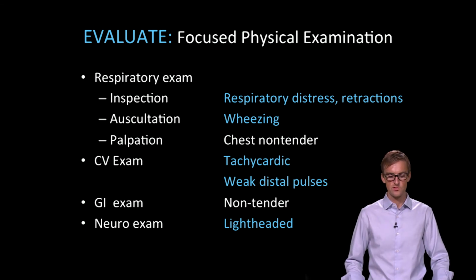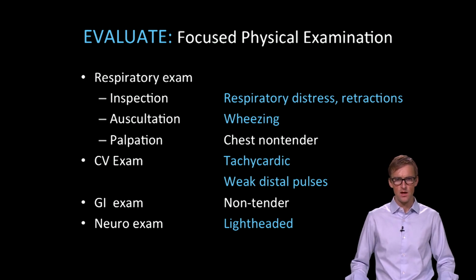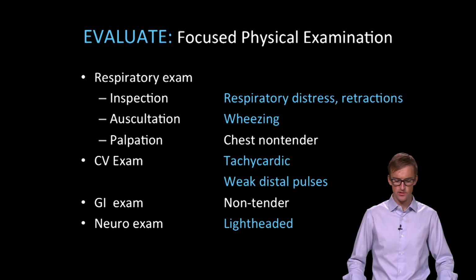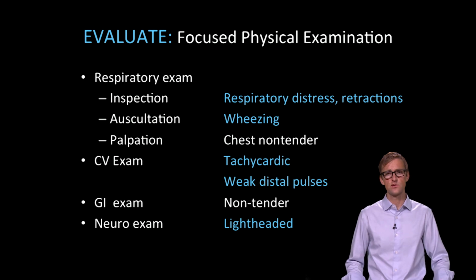So we found some concerning findings on the respiratory exam, as well as the cardiovascular, the GI, and the neuro exam. In the cardiovascular exam, we're concerned that the tachycardia and weak distal pulses could be signs of decreased end organ perfusion or shock. The GI exam, it's interesting that despite the pain he described when we first spoke with him, we're not finding any tenderness on exam. And when we assess his neurologic status, although he is awake, he is describing lightheadedness, which might also represent poor cerebral perfusion.